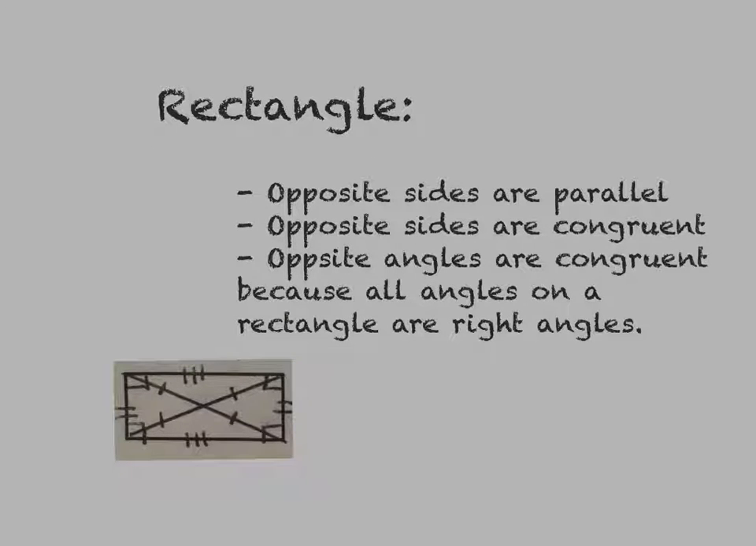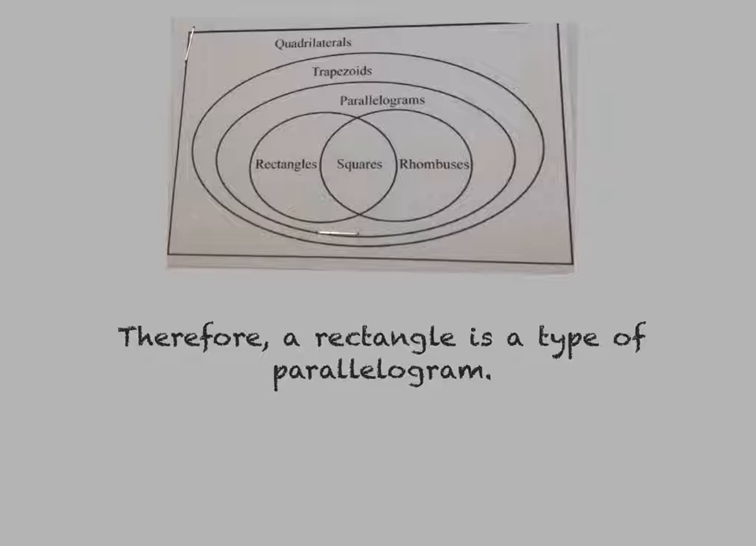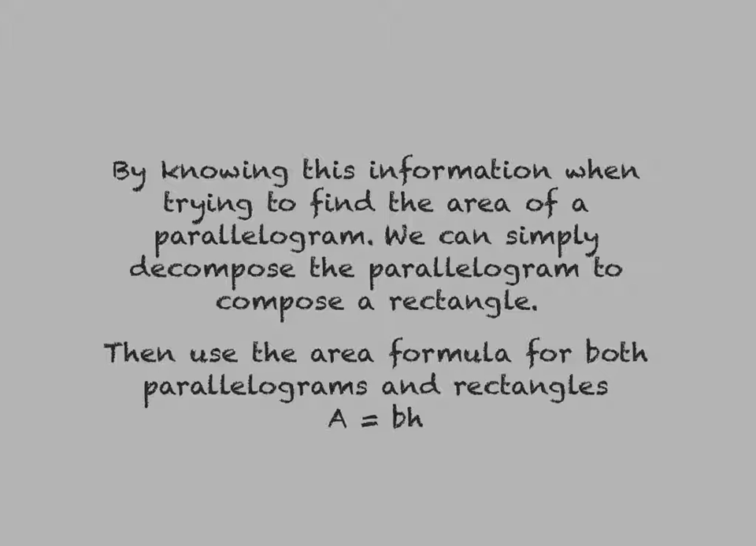Rectangle. A rectangle has opposite sides that are parallel, opposite sides that are congruent, and opposite angles that are congruent, because all angles on a rectangle are right angles. Therefore, a rectangle is a type of parallelogram. By knowing this information, when trying to find the area of a parallelogram, we can simply decompose the parallelogram to compose a rectangle. Then use the formula for both parallelograms and rectangles. Area equals base times height.